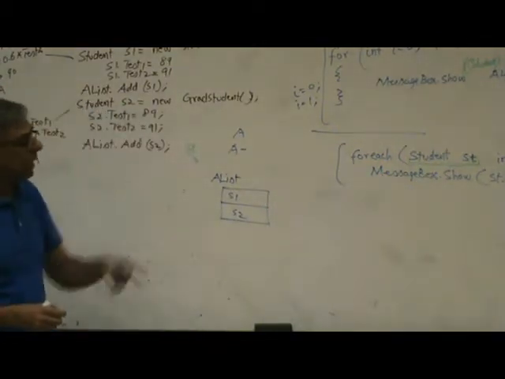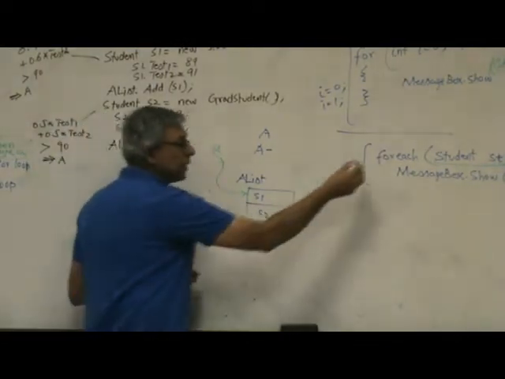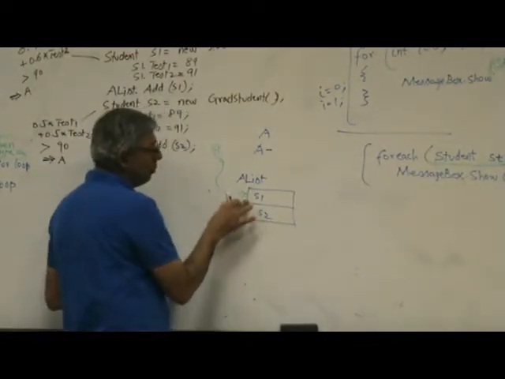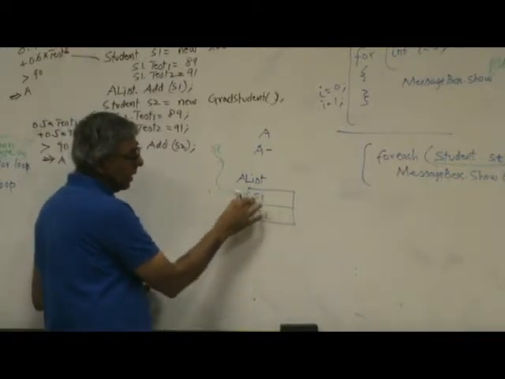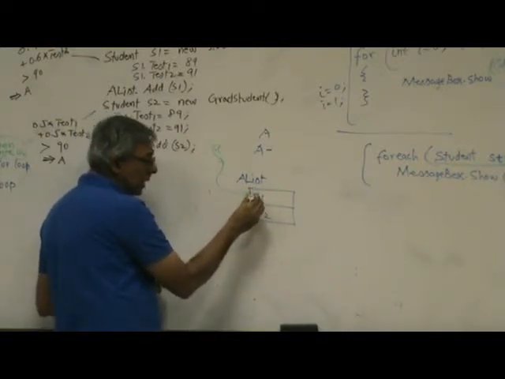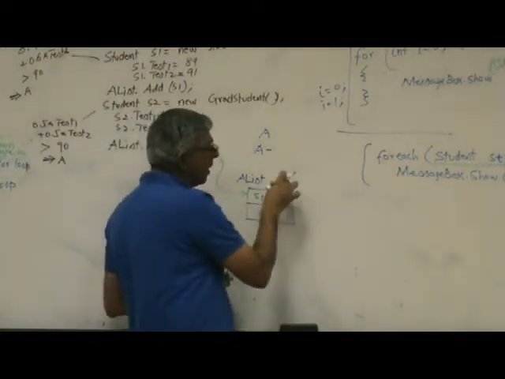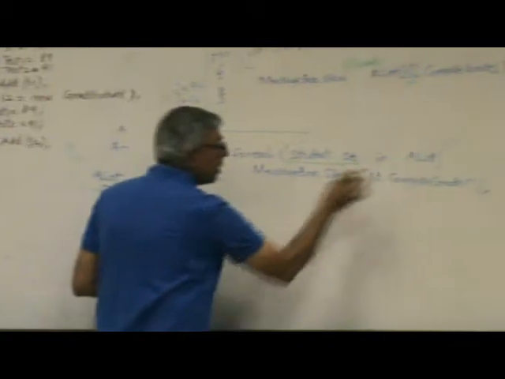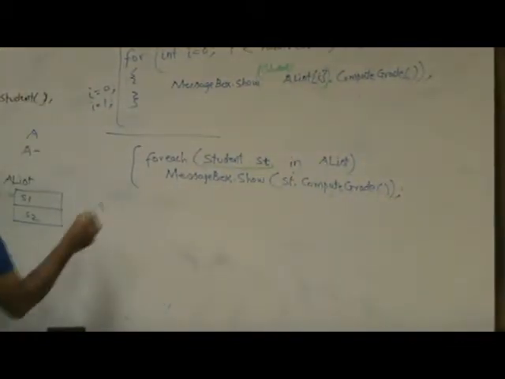Once we say ST in A list, what it will do is, very first time through this loop, it will point to the first element. Is this a student? Internally, yes. Even though it's stored as an object, internally it is a student, right? It will call the compute grade and it will print out just like before an A.